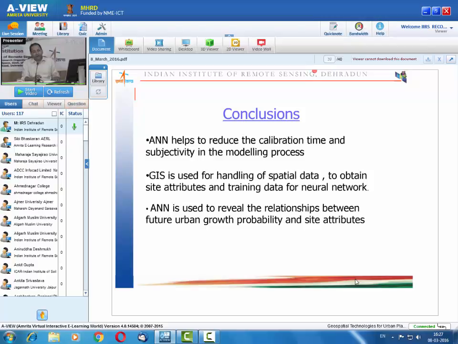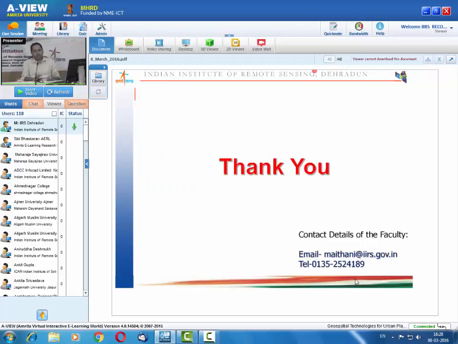In the end, I would like to summarize: the ANN helps to reduce the calibration time and subjectivity in the modeling process. GIS is used for handling spatial data, basically to obtain spatial site attributes and training data. And ANN is used to reveal the relationship between the driving variables and the urban growth. GIS provides you data and ANN provides you a link. So this is just an overview of the work we have done, and thank you very much for your attention.